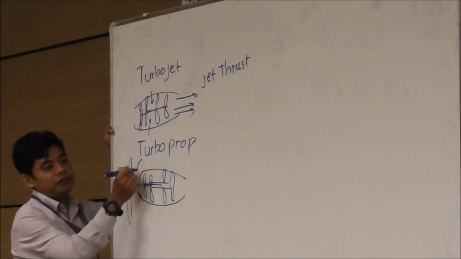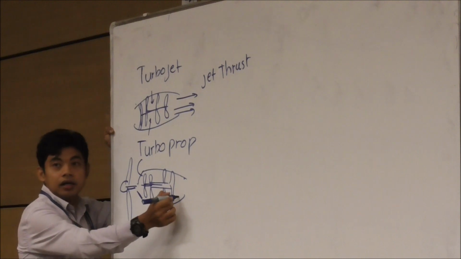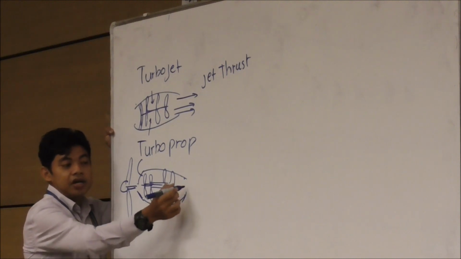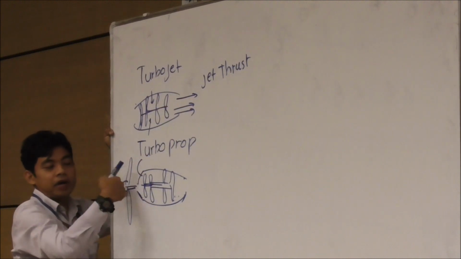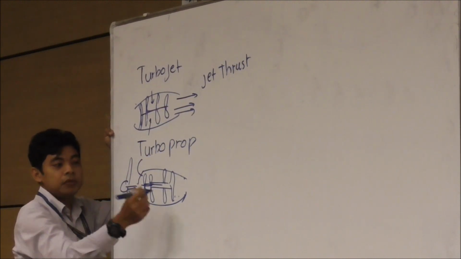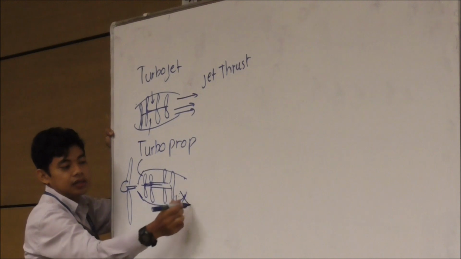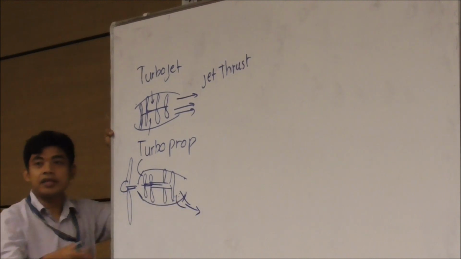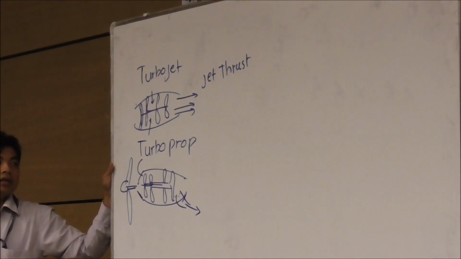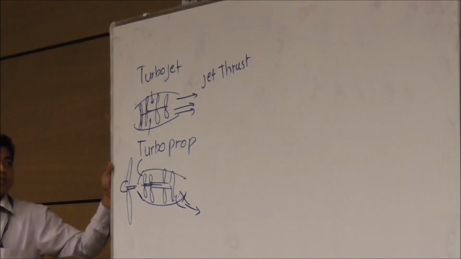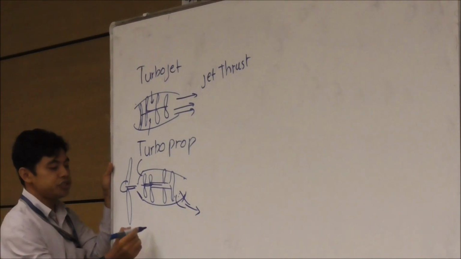So the intake will be from the side, and the exhaust is not so powerful compared to that, because the power has been taken by this prop. So usually you can see it's a small exhaust over there. So this one is turboprop. Okay. The nephew of this turboprop is called turboshaft.